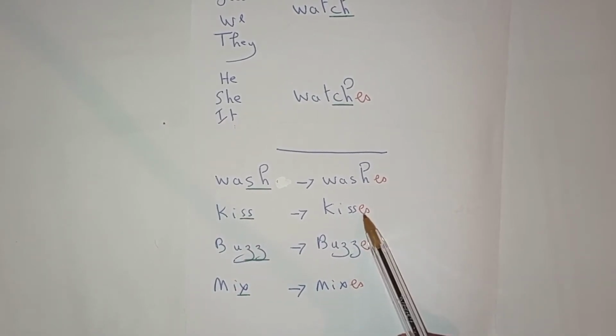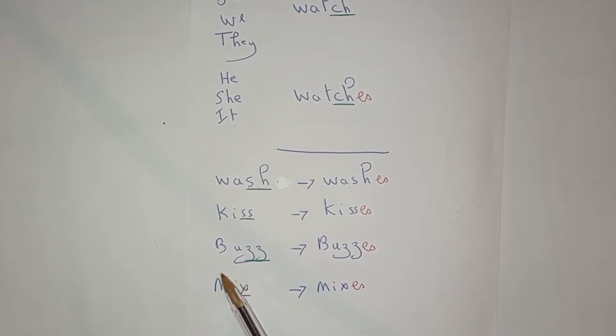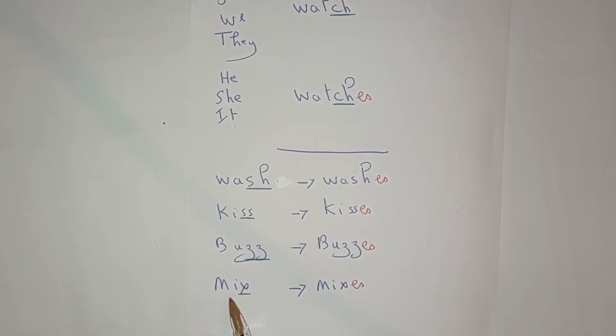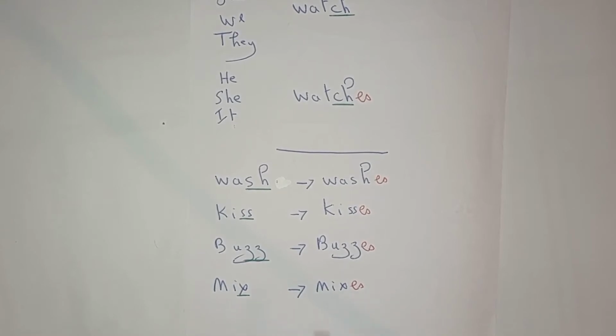We have ES here. And we have buzz. So we have two Z's here. Okay? Z and Z, two Z's. He, she, it buzzes. Okay? And we have mix. It becomes mixes in he, she, it. He mixes, she mixes, it mixes.